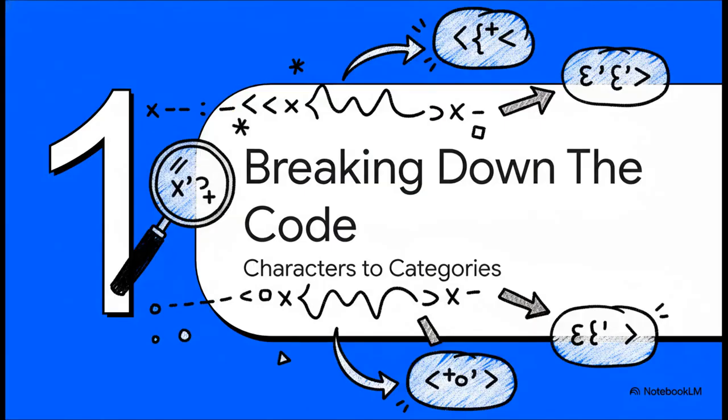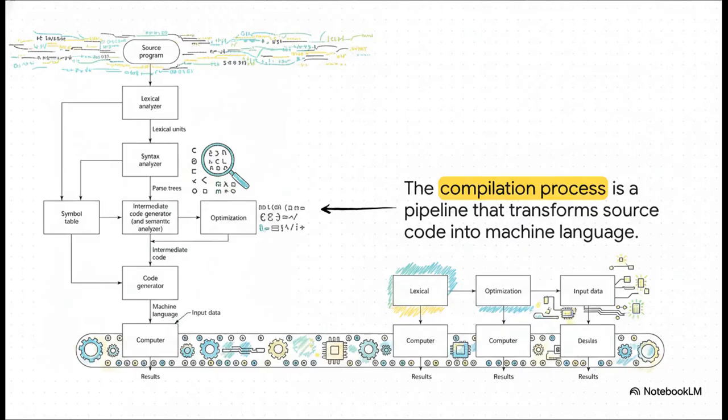Okay, so the very first thing a computer has to do is stop seeing our code as just a long string of characters. It needs to chop it up into meaningful chunks. Kind of like how you have to see individual words before you can understand a sentence. You can think of this whole thing like a factory assembly line for our code. The official name for it is compilation. We're starting right at the beginning at a station called the lexical analyzer. Its one and only job is to scan the code and group all those individual characters into useful clumps.